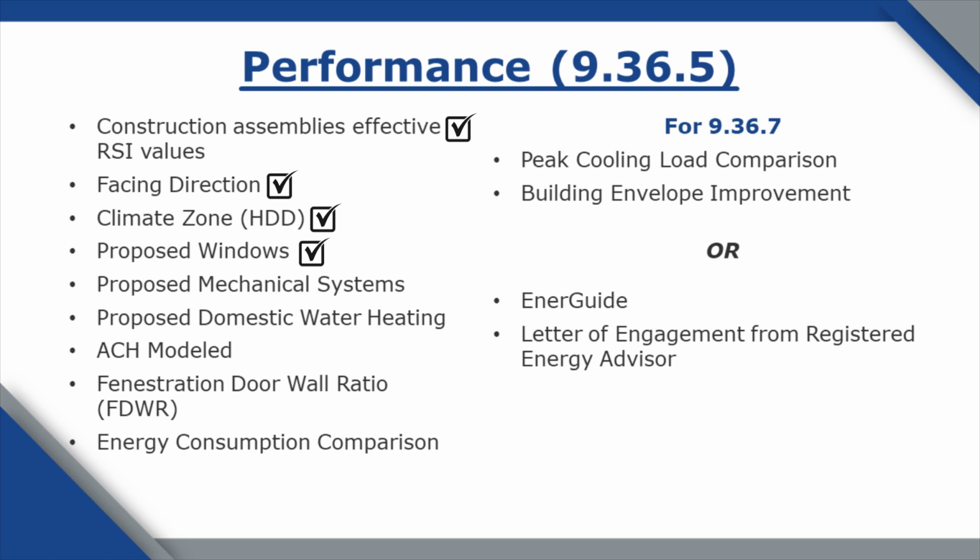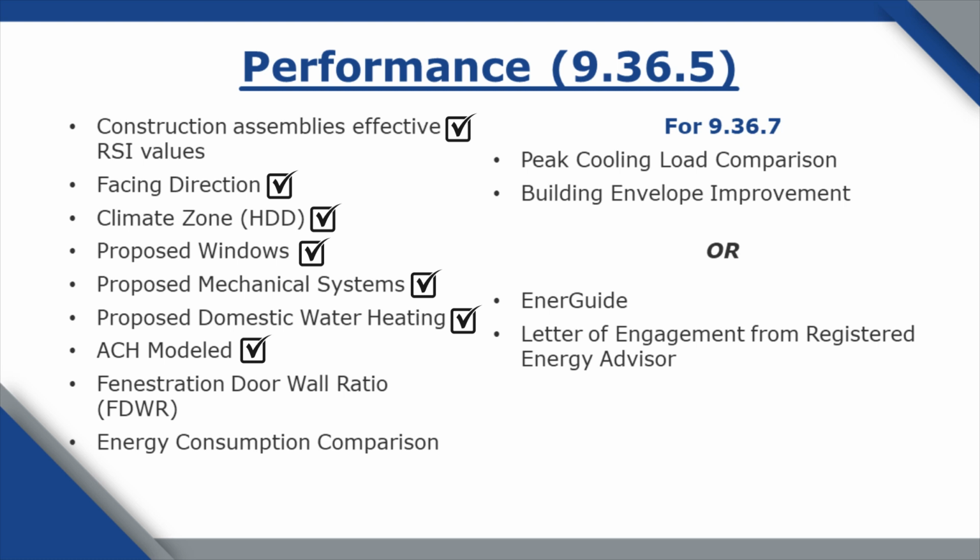We need to know the windows. We need to know the solar heat gain of the windows, as well as the USI, or the metric values for those windows. We need the mechanical systems, ventilation systems, and domestic hot water, and the efficiencies of each of those systems. We need to know which ACH we're going to model to. So if our proposed house and our reference house are the same, we could use 2.5 on both of them, for instance, for a single family. Whereas if it's a multi-family, we could use a 3.0 for the reference and a 3.0 for the proposed house.